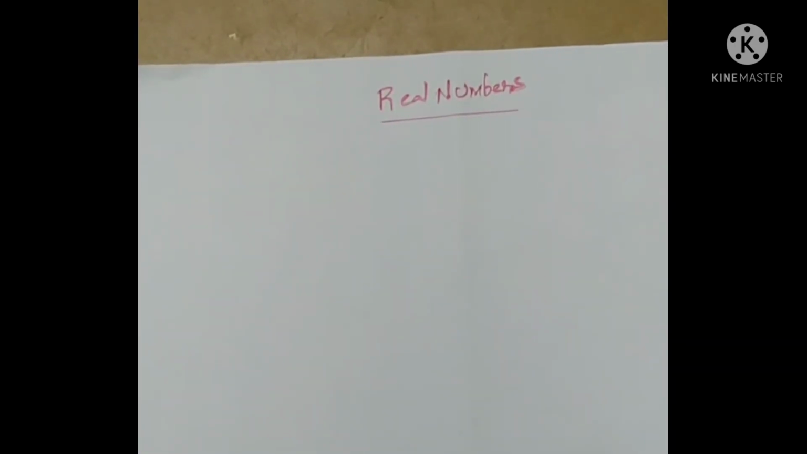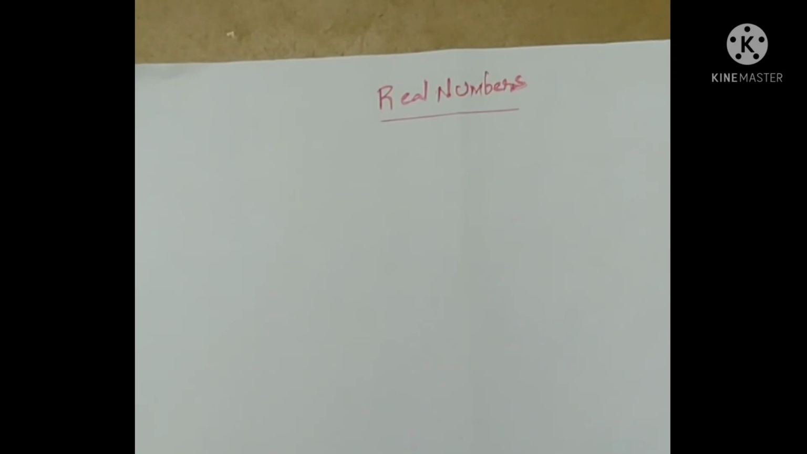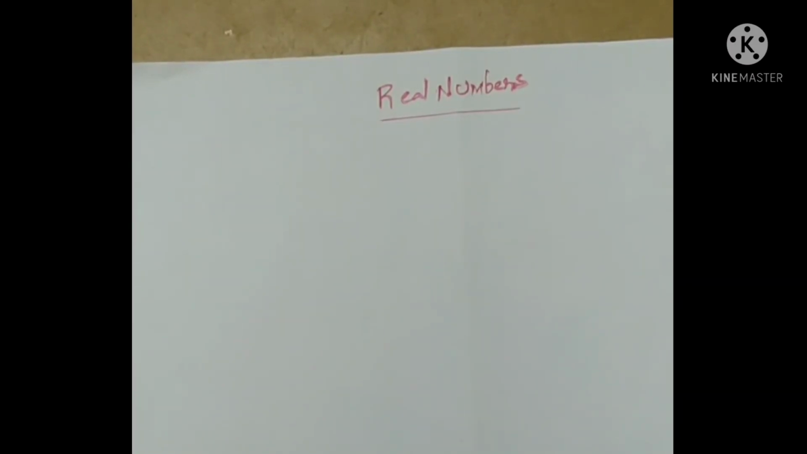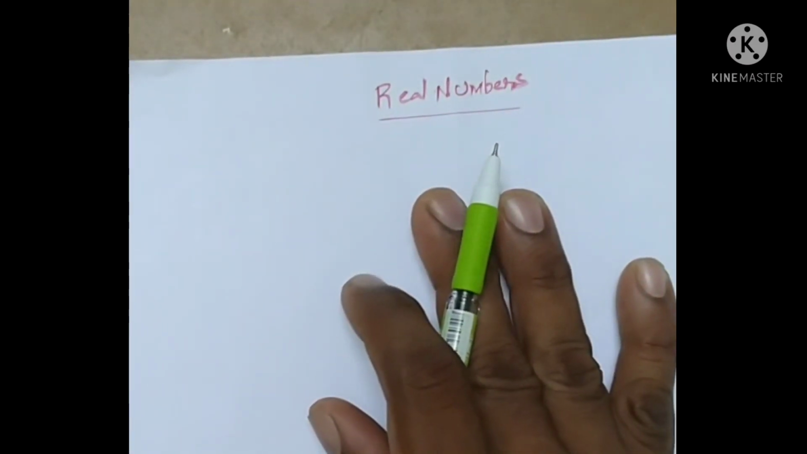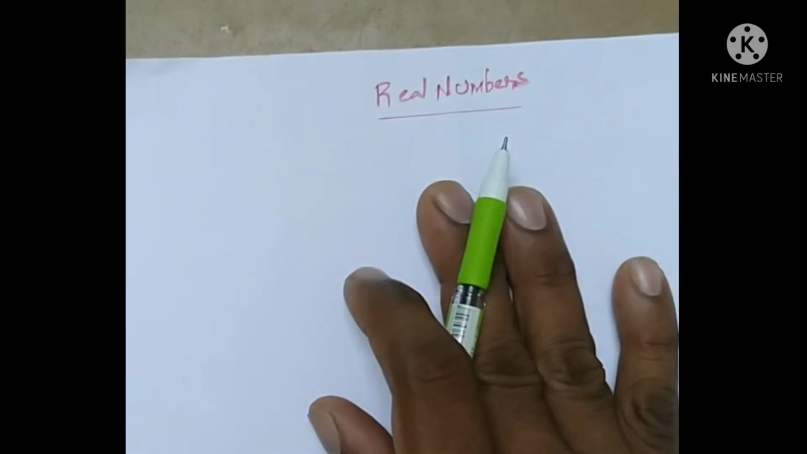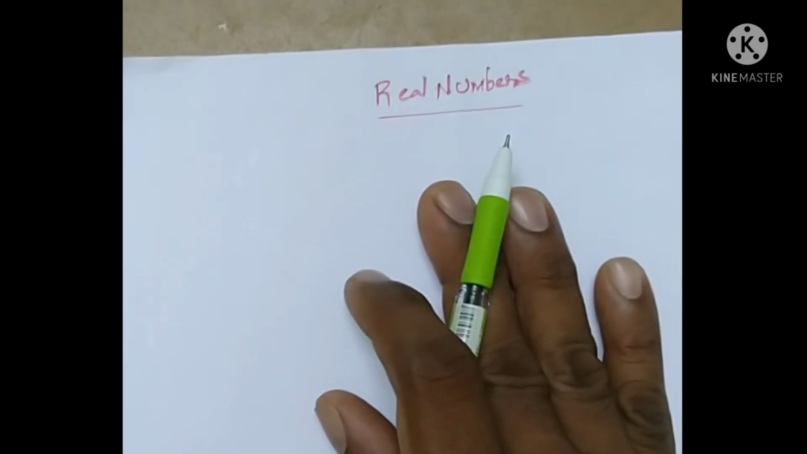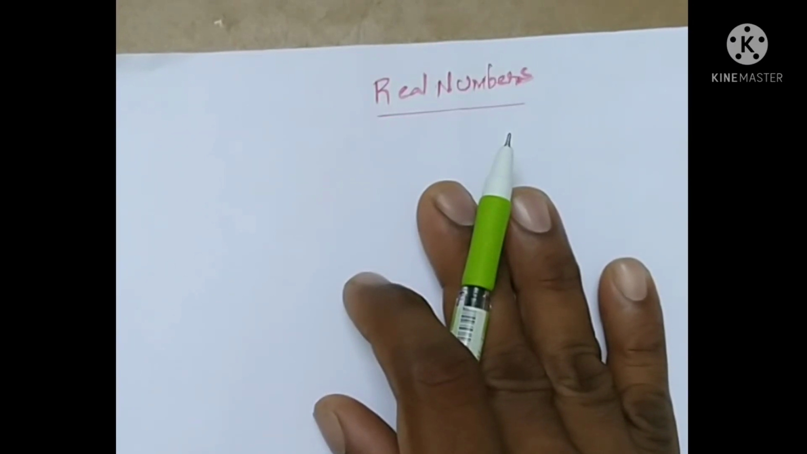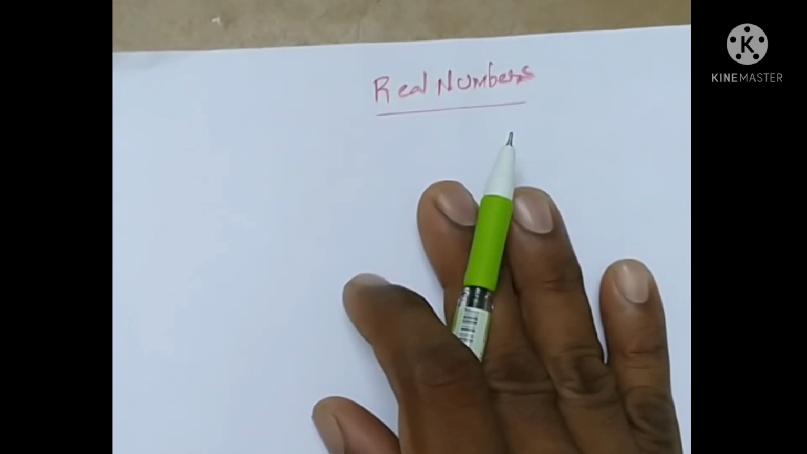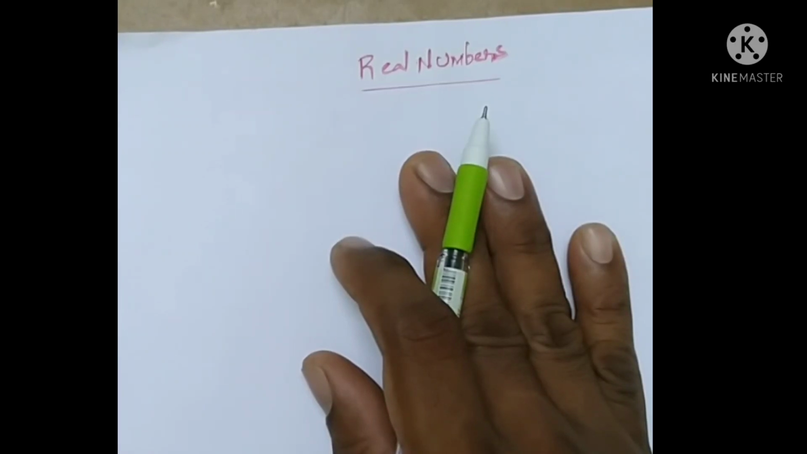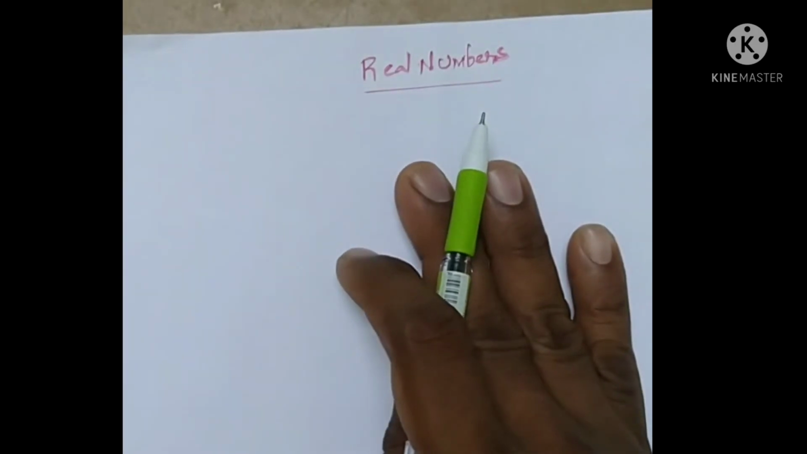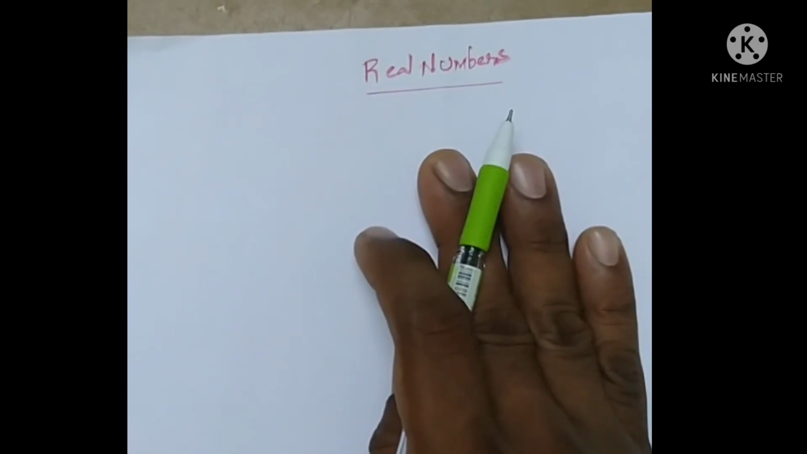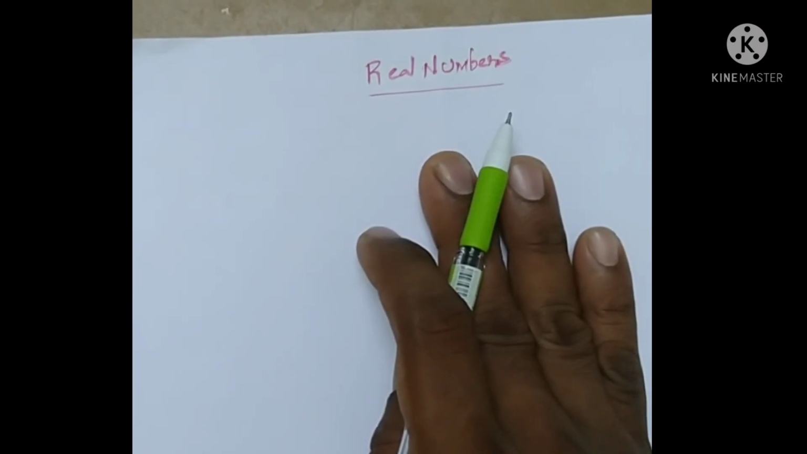In our previous class we already learned what real numbers are. Real numbers are nothing but the combination of rationals and irrationals. What is a rational number? Rational numbers are in the p by q form, where q is not equal to 0 and p, q are integers. These types of numbers are called rational numbers.